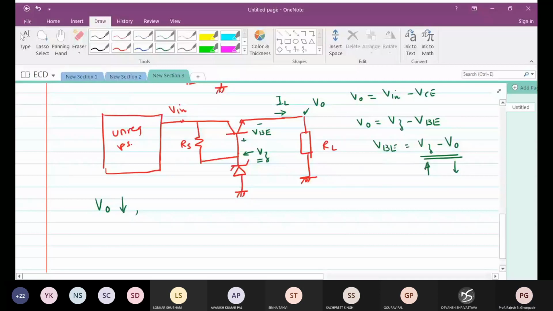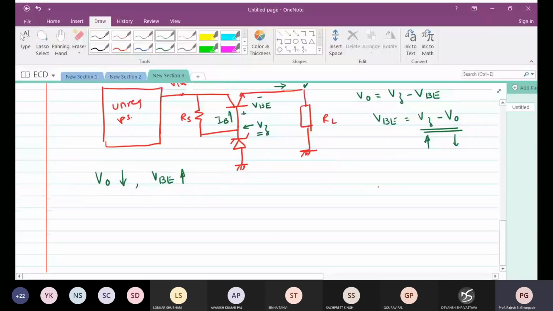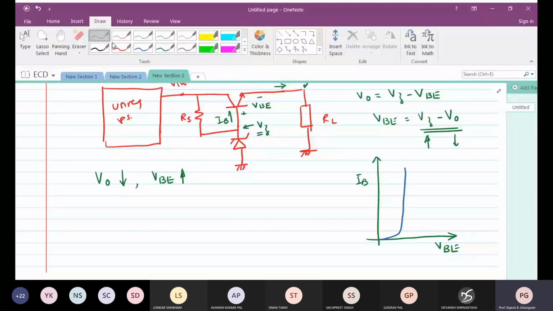Guys, this is the decrease. VBE will increase. Now, if VBE increases, look at the transistor input characteristics. This is going to be your VBE, this is going to be your IB. This is just like a diode. Let us say earlier it was this point. This was the VBE, VBE1, IB1.